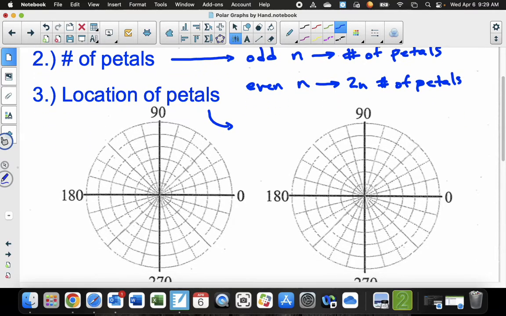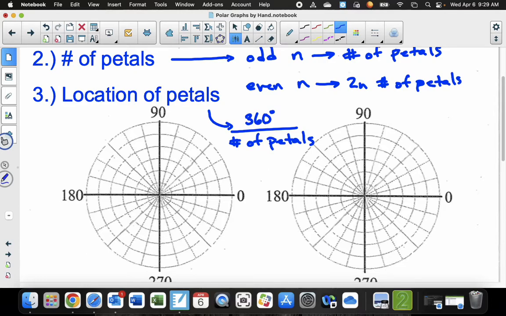Okay, so 360 divided by the number of petals. I don't have room to write it down, so I'm just going to leave it here. That tells you the degrees between petals. Okay? That's how far apart they are. We're going to use that. That's going to be the second thing we use to come up with a location.